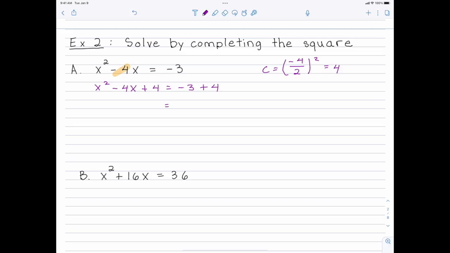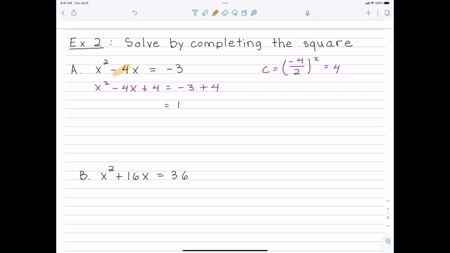Right-hand side, easy peasy, negative 3 plus 4 is 1. Left-hand side: if you don't remember how to deal with a perfect square, I'll remind you. But if you don't remember, factor it. We've talked about plenty of factoring. You can just factor this like you normally would. That's not a big deal. But what I'm going to do here is both. I'm going to remind you how to identify a perfect square, and then I'm going to factor and show you how I can use that.